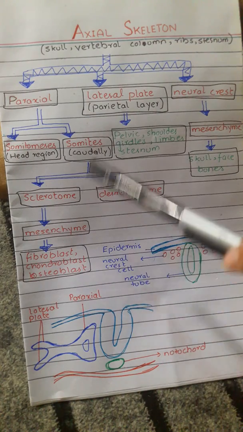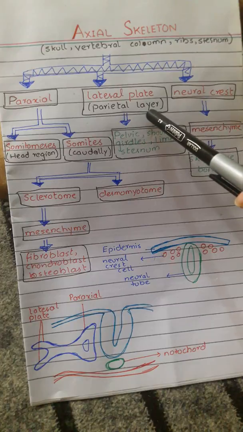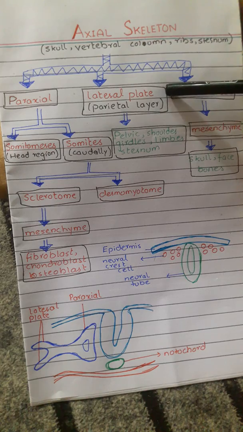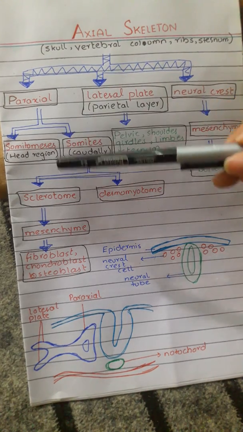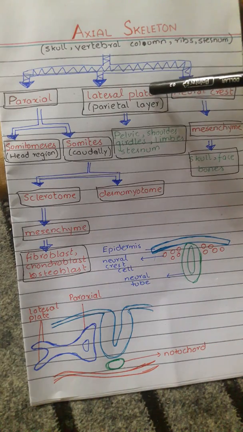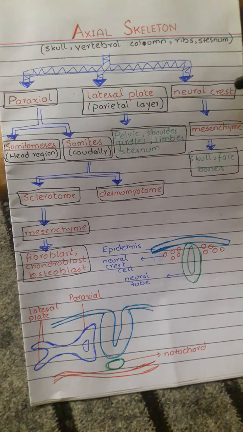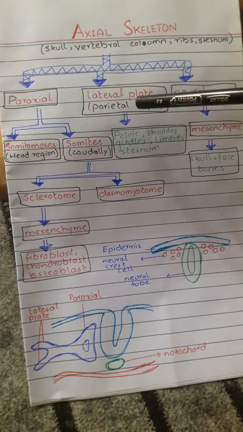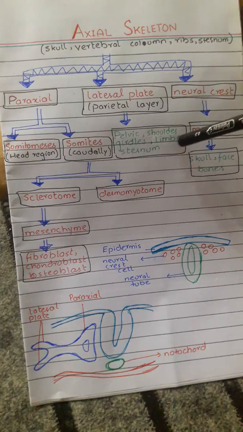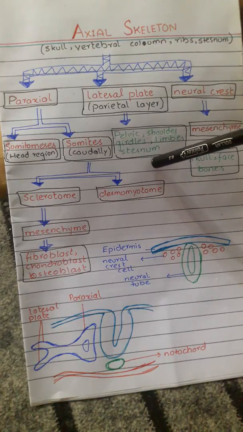Now the lateral plate of mesoderm, or the parietal layer of the mesoderm. As we can see, the paraaxial mesoderm in the end differentiates into the mesenchyme, the lateral plate will also differentiate into the mesenchyme, and the neural crest cells will also differentiate into the mesenchyme. So then they will form the bones. The lateral plate differentiates into the mesenchyme and then forms the bones of the pelvis, shoulder girdles, limbs and the sternum.